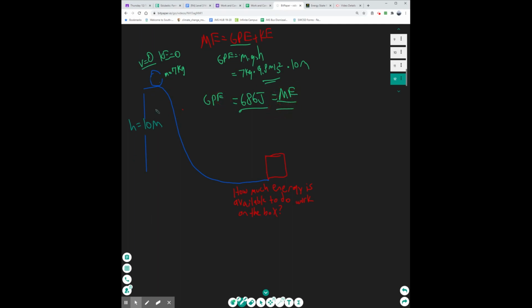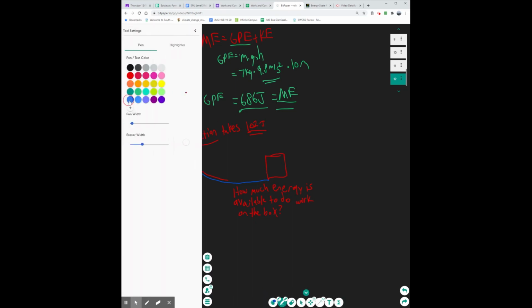Now, what if I told you that when the ball rolls down the hill, there's friction? And you're going to be like, wow, this is the first time we're actually doing something that's real. There's friction during this portion, right? Now, let's say that friction takes 102 joules, right? So what that means is 102 joules of energy are going to be removed from the system when the ball rolls down the ramp.